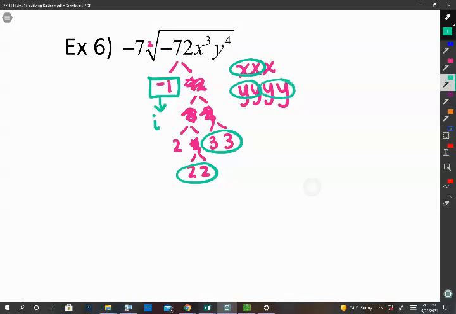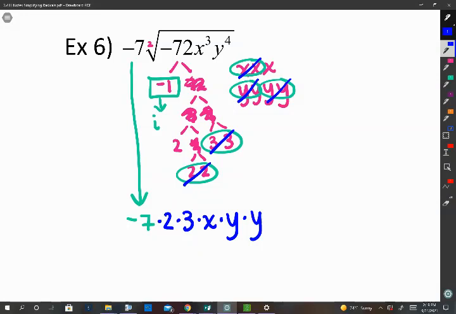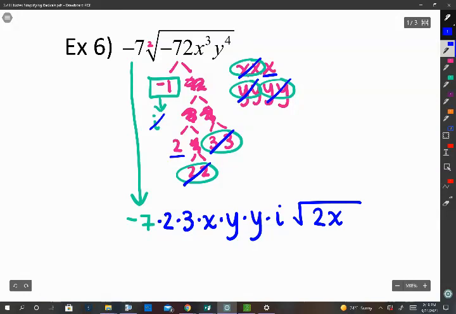And then what we need to remember is that we have this -7 that's already sitting out there. So -7 is already out. And now I have a group of 2s. I have a group of 3s. I have a group of X's, a group of Y's, a group of Y's. And I have this I that I need to take care of. And then I have a 2 that isn't paired with anything and an X that isn't paired with anything. So it's going to stay underneath the radical.